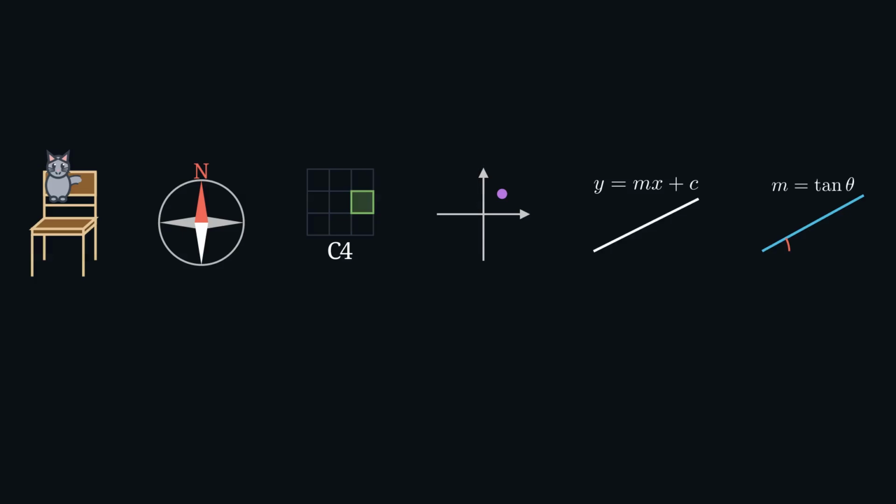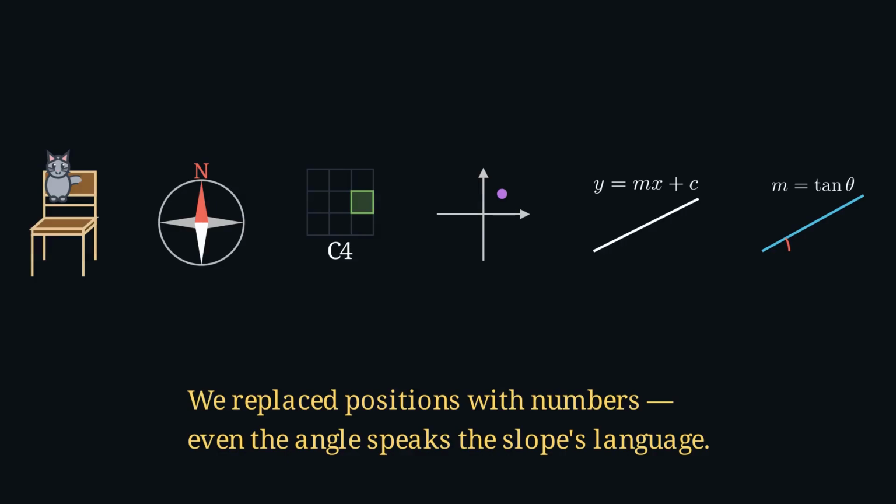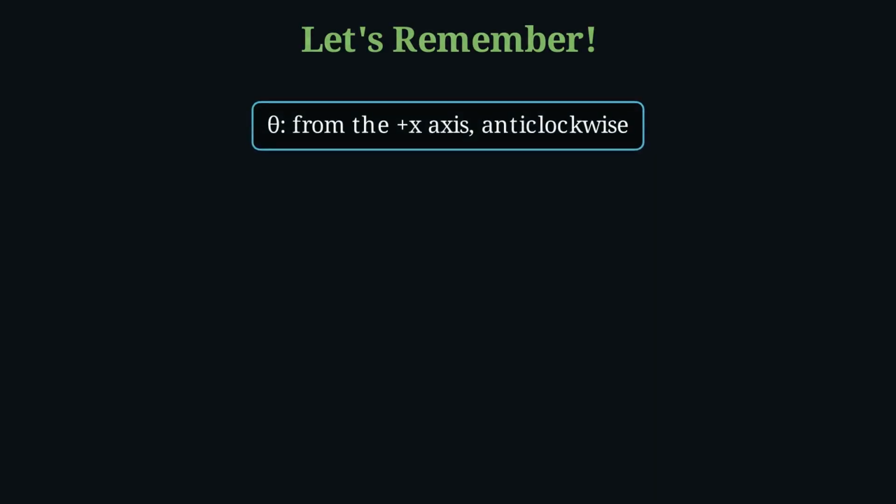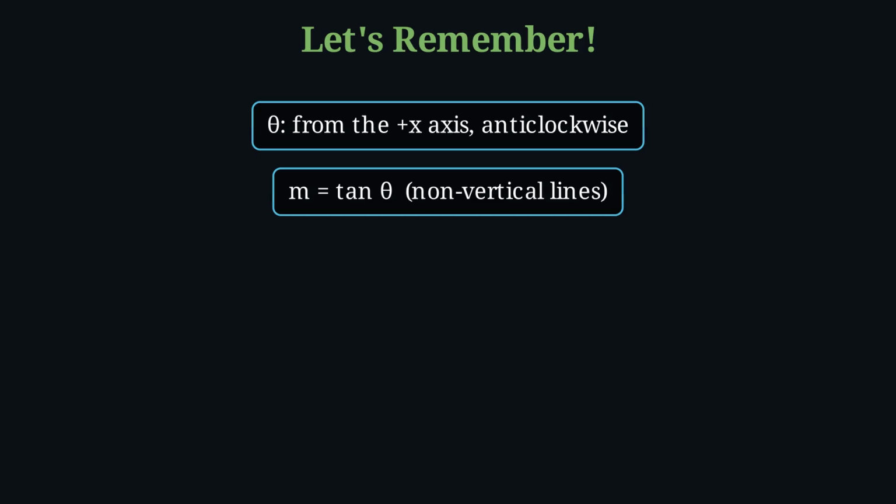A cat on a chair, a compass rose, square C4, the coordinate plane, a line wearing its equation. We replaced positions with numbers, and today even the angle speaks the slope's language. Let's remember, theta, measured from the positive x-axis anti-clockwise. M equals tangent of theta for non-vertical lines.